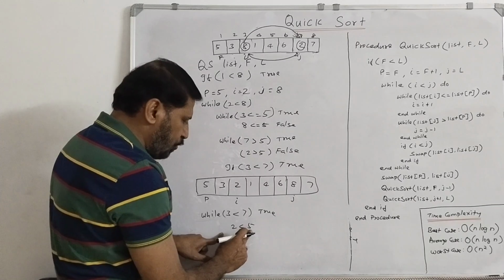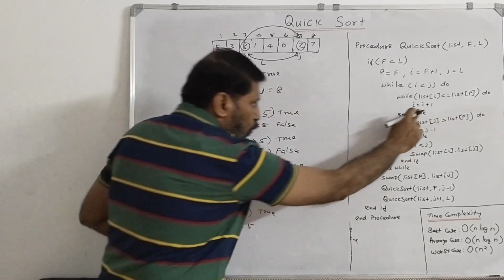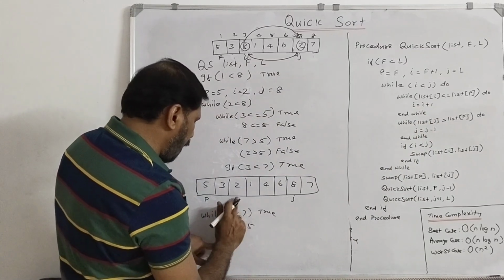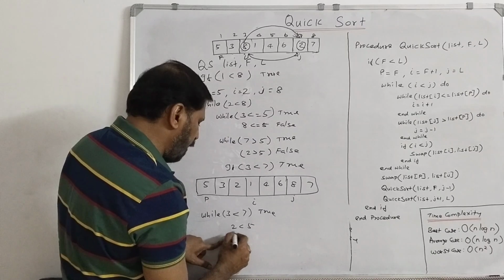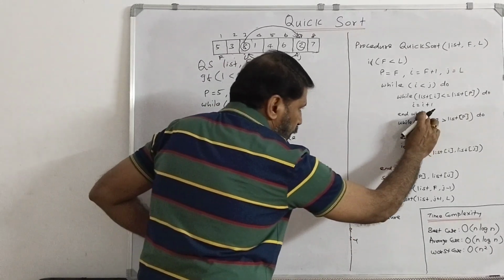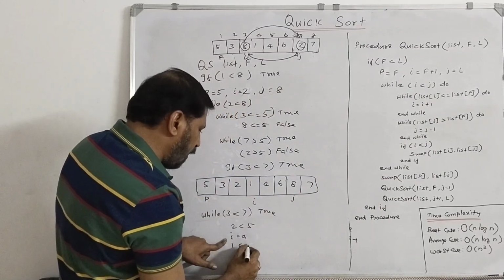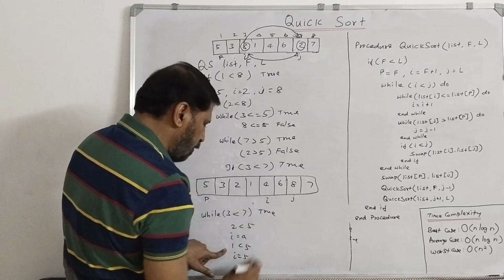So the condition is true as per this while loop. Condition is true. True means I equal to I plus 1. So what is I value? I previous value is 3. Now I becomes 4. Then once again the same while loop is executed. 1 less than 5. Condition true. So now I becomes 5. I is incremented.